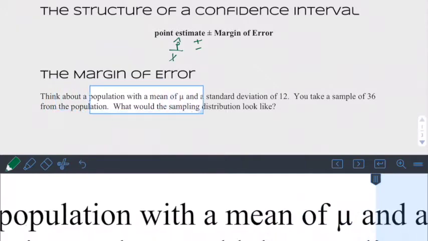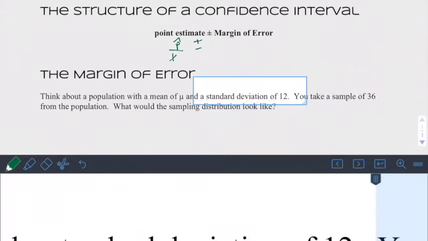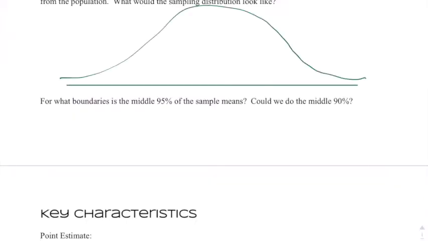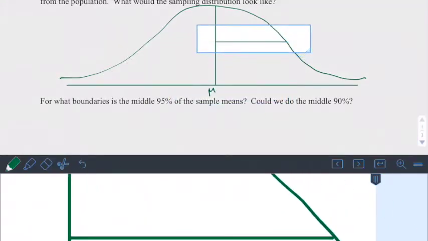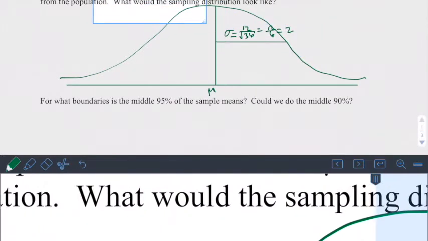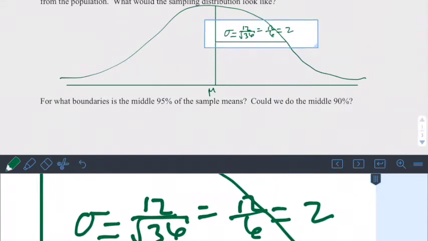Think about a population with a mean of mu and a standard deviation of 12. You take a sample of 36 from the population. What would the sampling distribution look like? Well, the sampling distribution would have our mu and our sigma of 2.